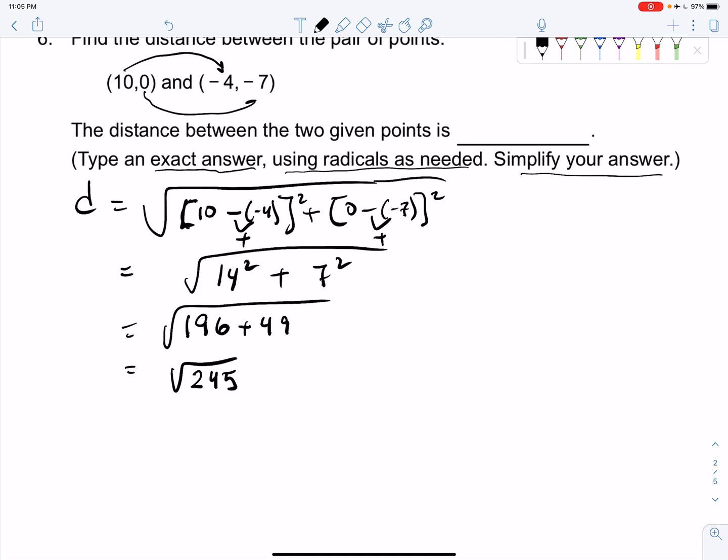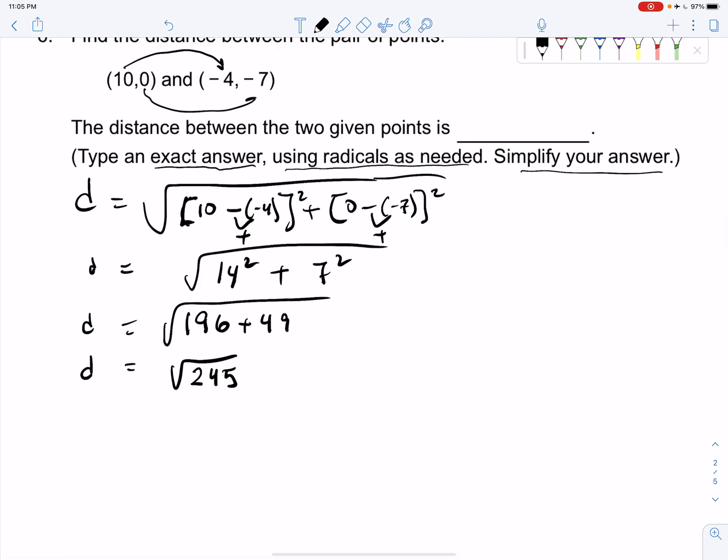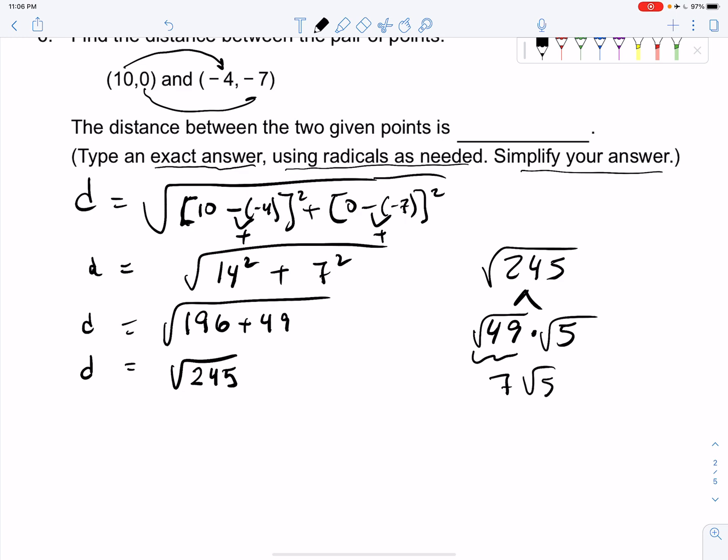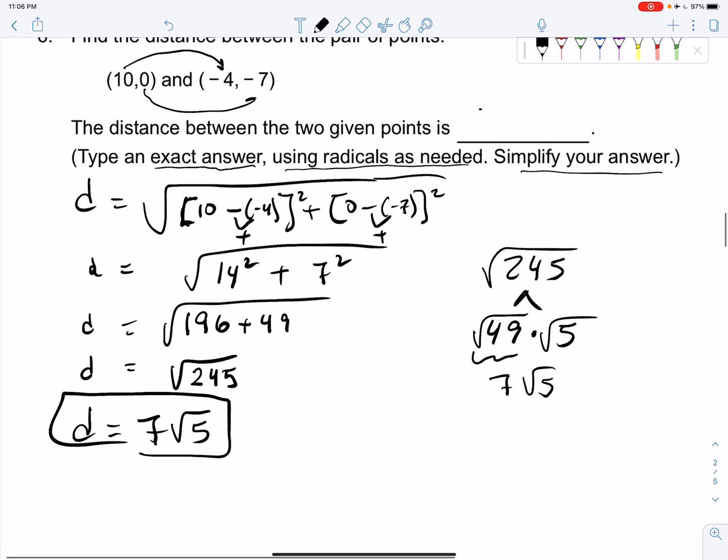And of course, this is distance. I'll put the D there. We do need to see if we could simplify it. And if it's a perfect square, I don't believe it's a perfect square. But if I go over here and say 245 and start to factor it, it will factor down to 49 times 5. So the square root of 245 can be broken down using the product rule to the square root of 49 times the square root of 5. The square root of 49 is 7. This is just 7 root 5. So the distance is simplified down to 7 square root of 5.